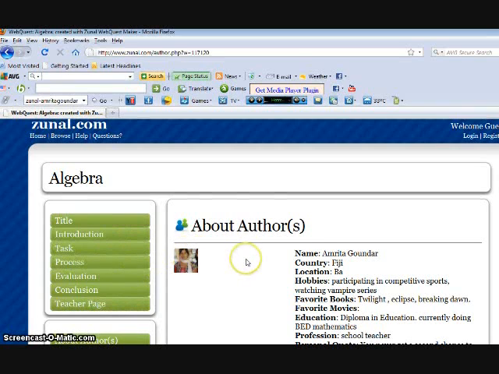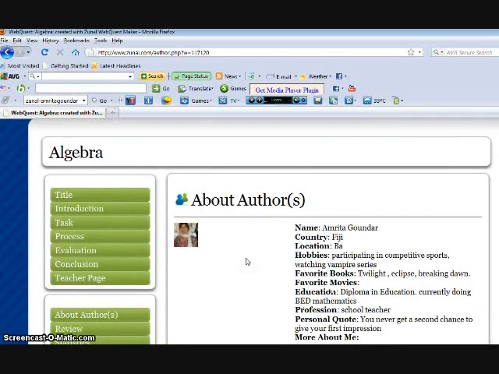The author's page briefly gives information about the author. It is very important that before students go through the web quest, they have a chance of looking at who has designed the web quest. Let's go on to the title page.